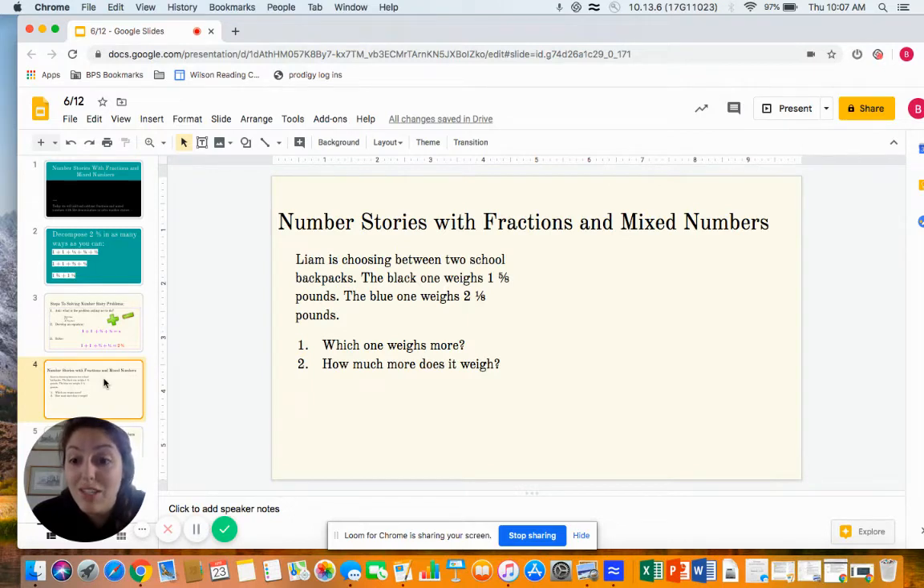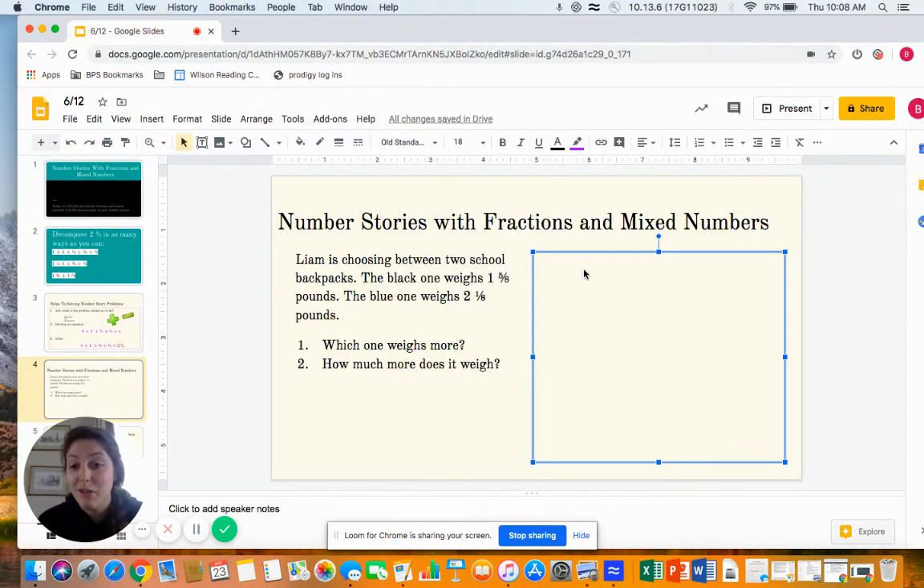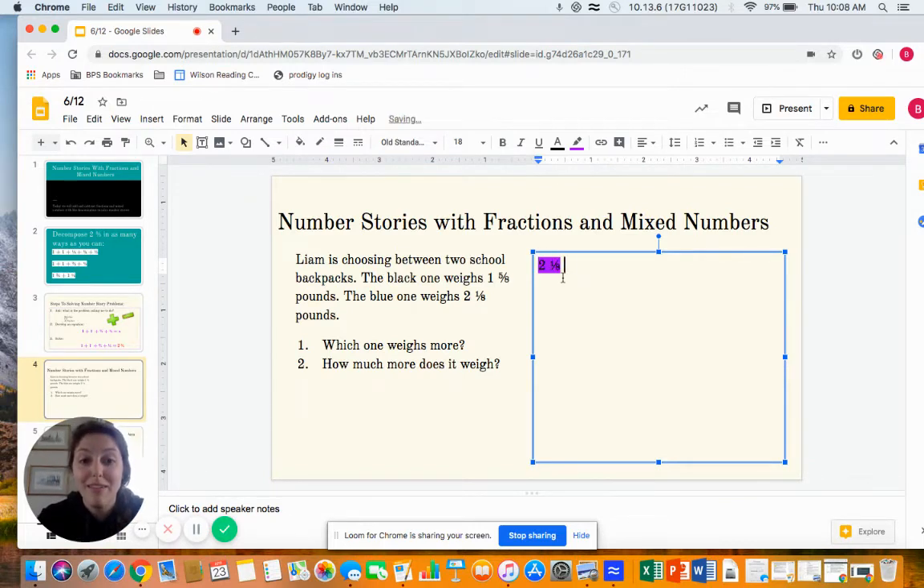Okay, so mathematicians, take a second and pause my video right here, and I want you to try to solve, which one does weigh more, and how much more does it weigh? Press play when you're ready for the answer. Welcome back. So it seems like you're ready to go over the answer together. First part that asks, which one weighs more? I'm pretty sure we all said the blue one weighs 2 1/8 pounds, which is greater than 1 5/8 pounds. So really nice job there. We know that the blue one weighs more.